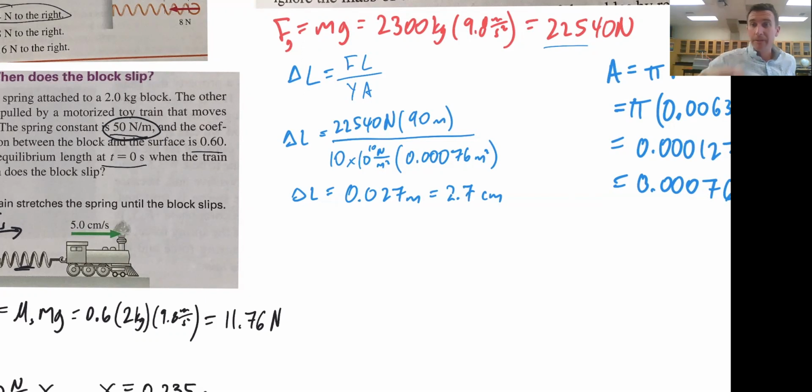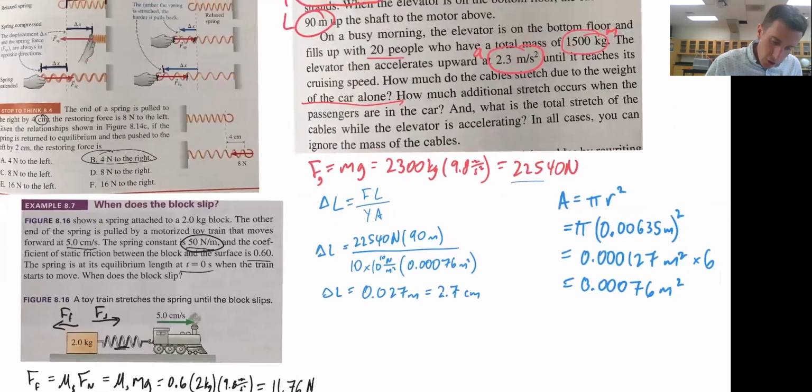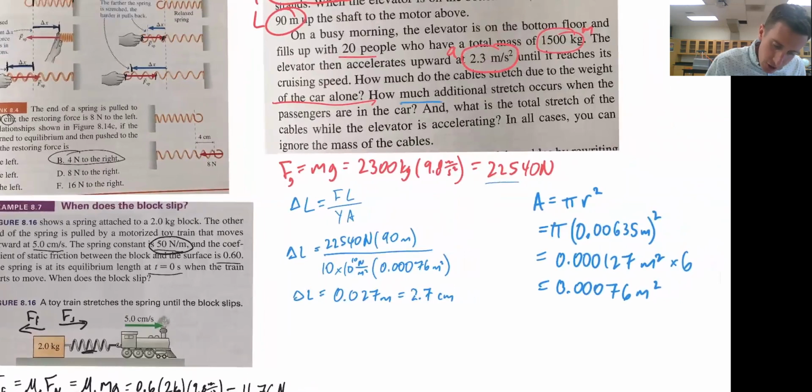So it just accounts for that inch in the elevator itself, right? When it pulls up to the floor, give it an extra inch. So that is just the stretch without people in it. Then question 2, how much additional stretch occurs when the passengers are in the car? Okay, so the additional stretch of the passengers is going to be due to their mass, and their mass is going to be 1,500 kilograms.